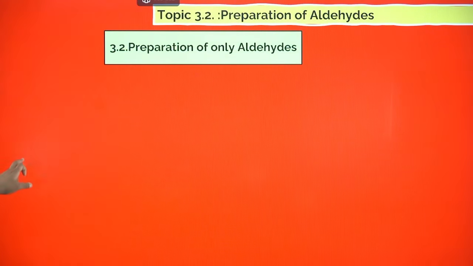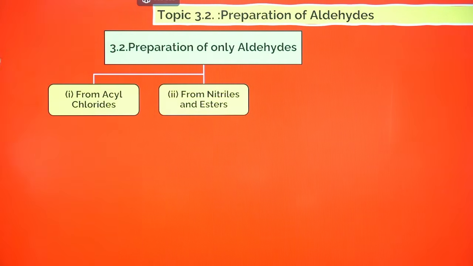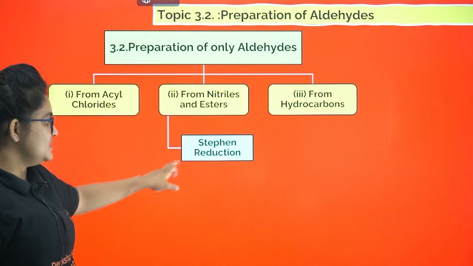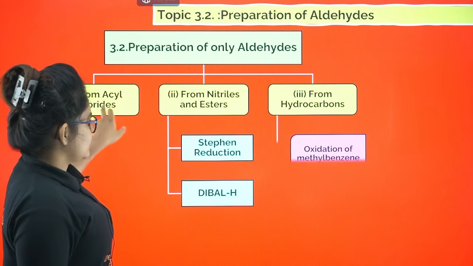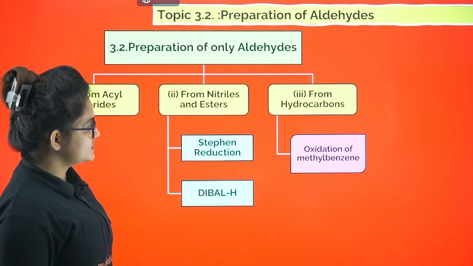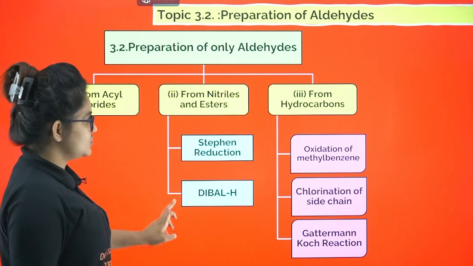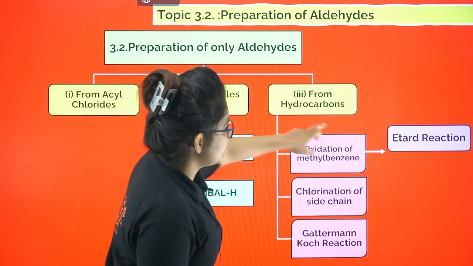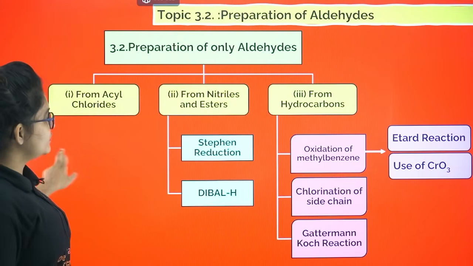Here we will proceed with the preparation of aldehydes. First we will come with preparation from acyl chlorides, from nitriles and esters, from hydrocarbons. From nitriles we will study Stephen's reaction and DIBAL-H. Next, from hydrocarbons we will study the oxidation of methyl benzene and the chlorination of side chain, and the Gattermann-Koch reaction as well. Oxidation of methyl benzene can be by the Etard reaction, and use of CrO3 also we can proceed. So let's go ahead with the reactions.